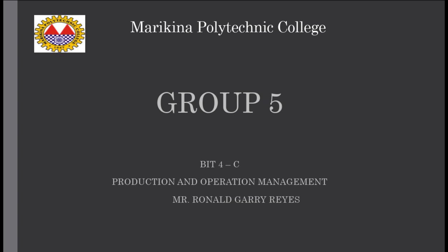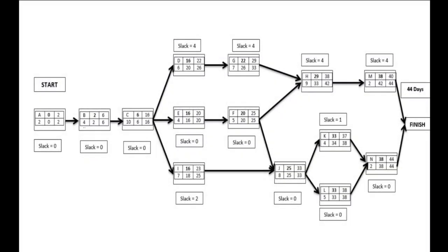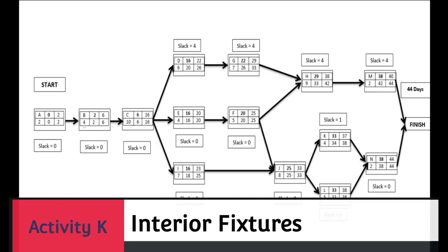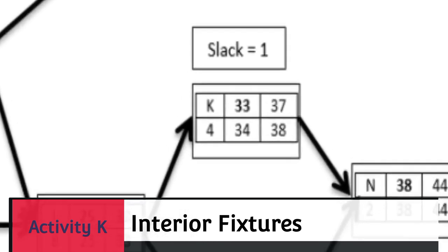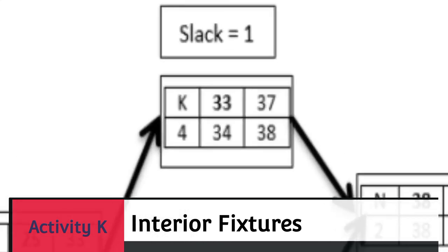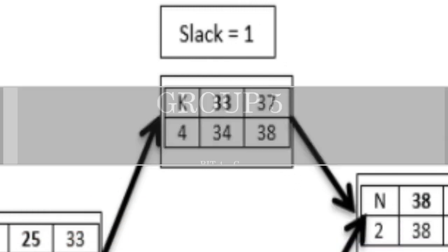Next is the completion of the flooring. There are 2 separate activities that should be accomplished: the interior fixtures and the exterior fixtures. First, the interior fixtures, which has an estimated time of 4 days, an early start of day 33, a late start of day 34, an early finish of day 37, and a late finish of day 38. The activity was not critical for having a slack of 1 day.